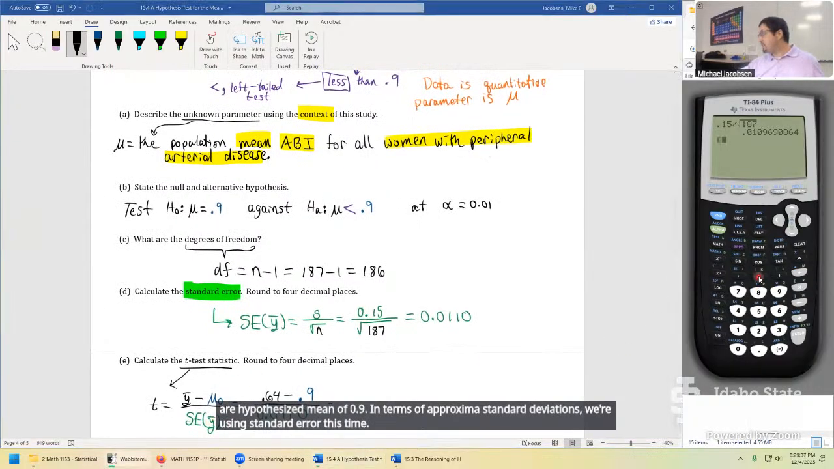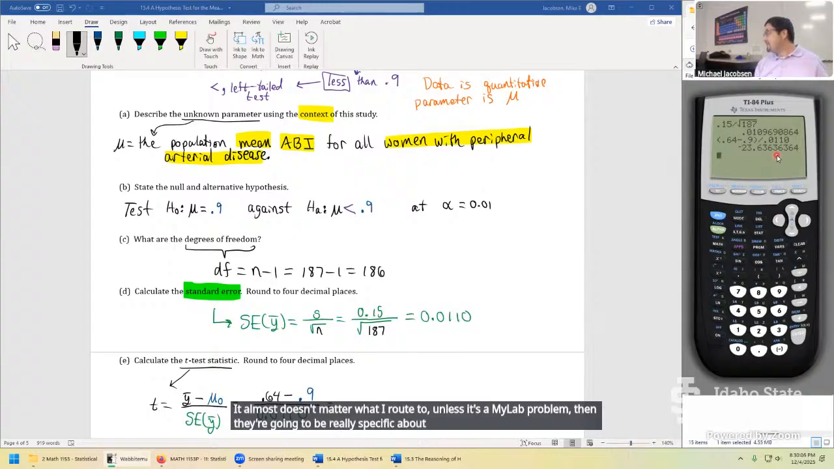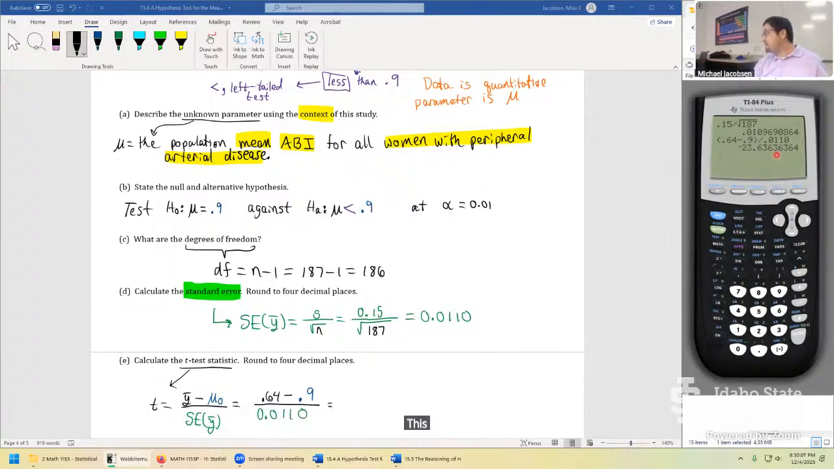So back to the calculator, let's go 0.64 minus 0.9 and divided by 0.0110. And look at that number. That's gigantic. That is negative 23 standard deviations. It almost doesn't matter what I round to, unless it's a MyLab problem, then they're going to be really specific about this. This is negative 23.6364.